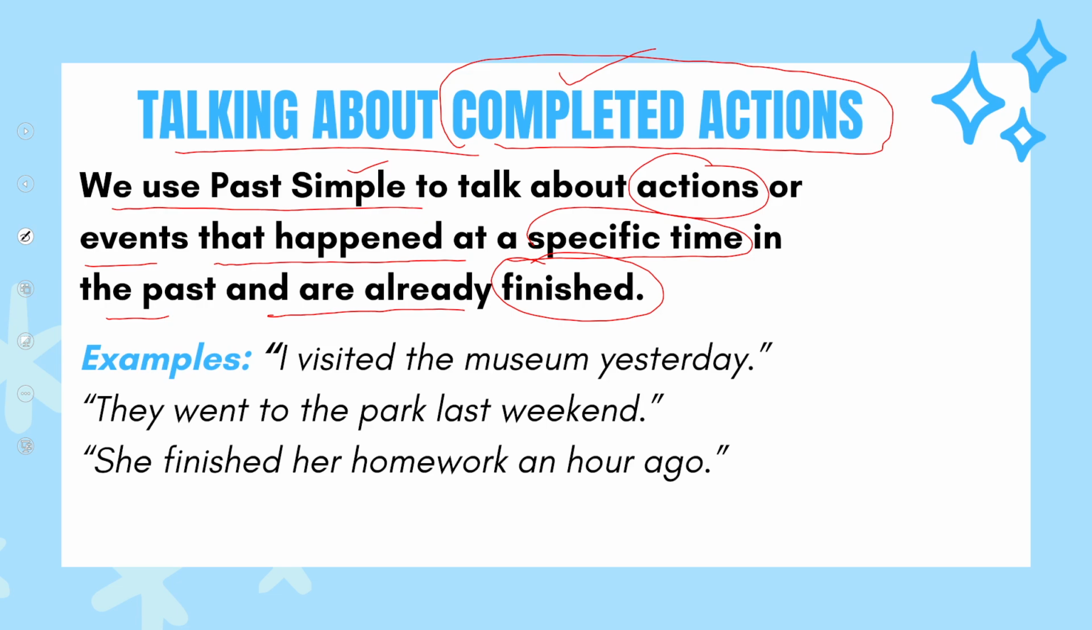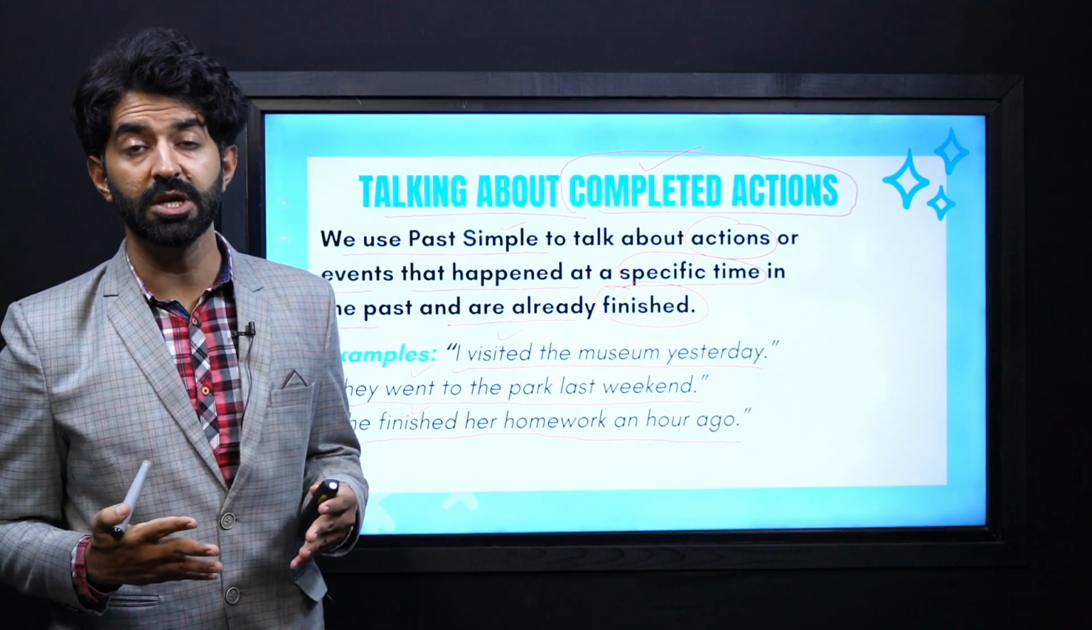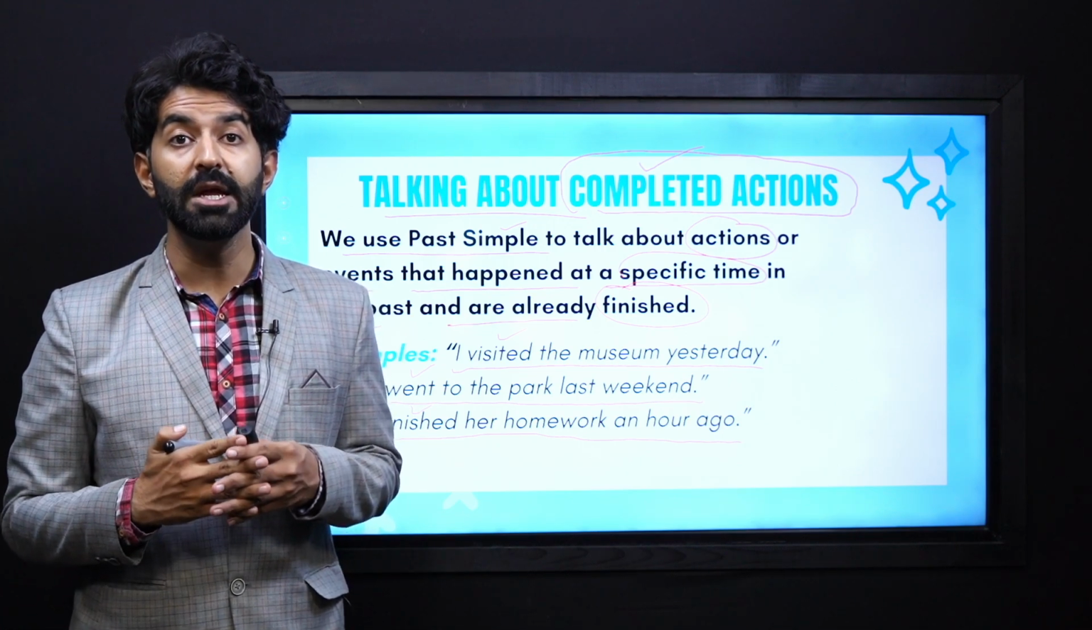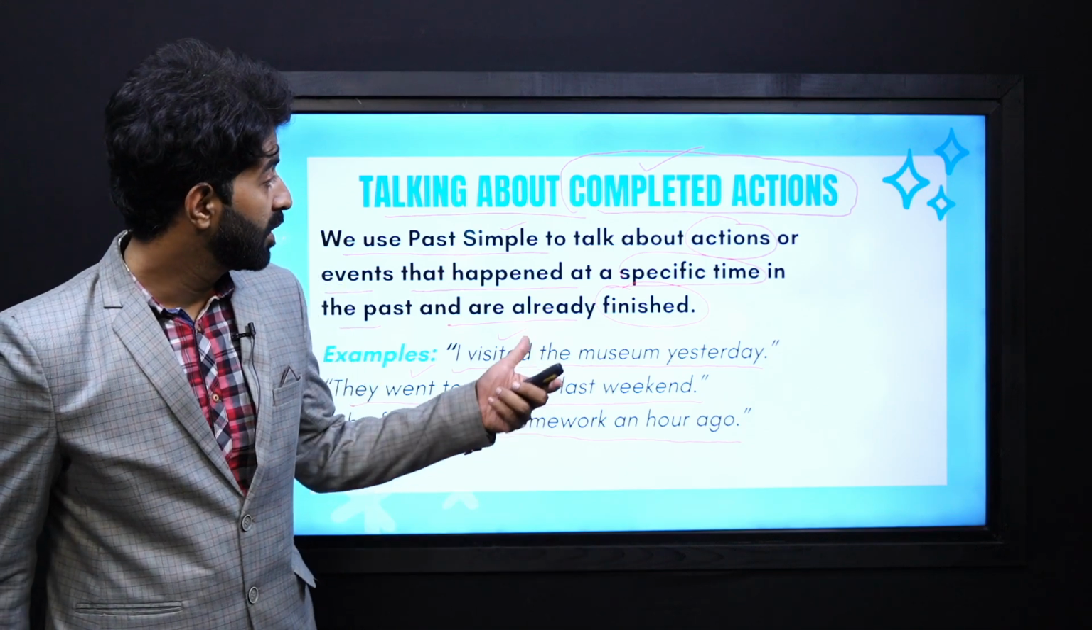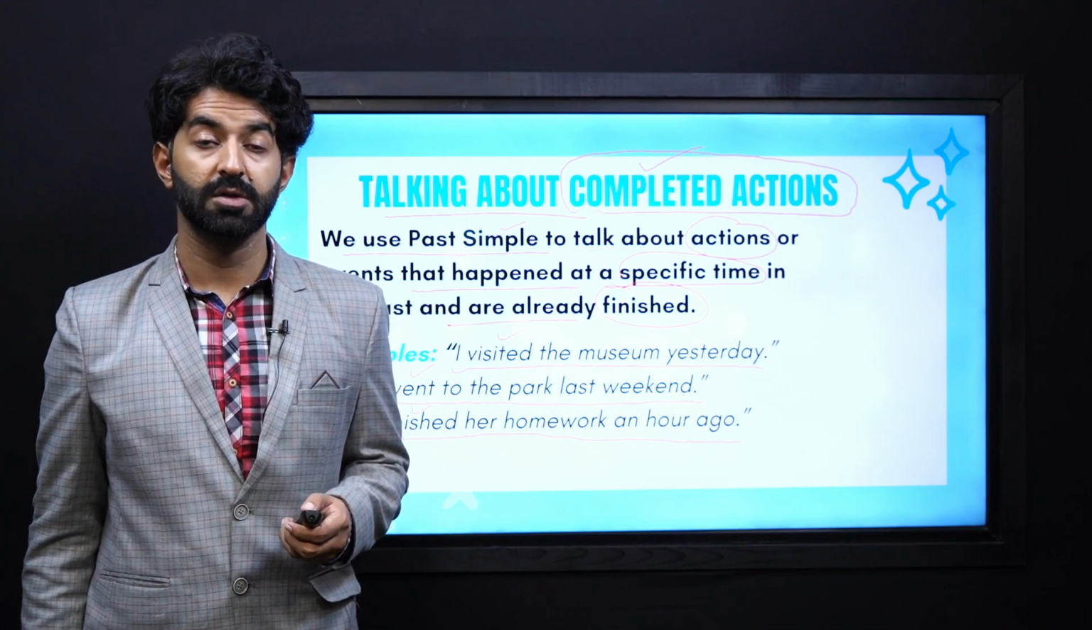For example, I visited the museum yesterday. They went to the park last night. She finished her homework an hour ago. All these are telling us actions which are completed. For example, I visited the museum yesterday. So this person is telling us that he or she has visited the museum yesterday. It is a complete action. So we are talking about completed actions when we are using our past simple tense.